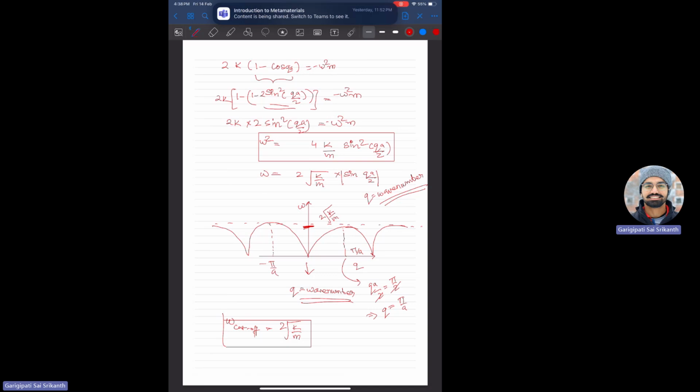If you increase the mass here, then the omega will reduce. If you increase the stiffness, omega increases. Similarly, if you increase A, then you'll see that omega is again increasing, depending on the range, of course, of wave number that we are talking about.